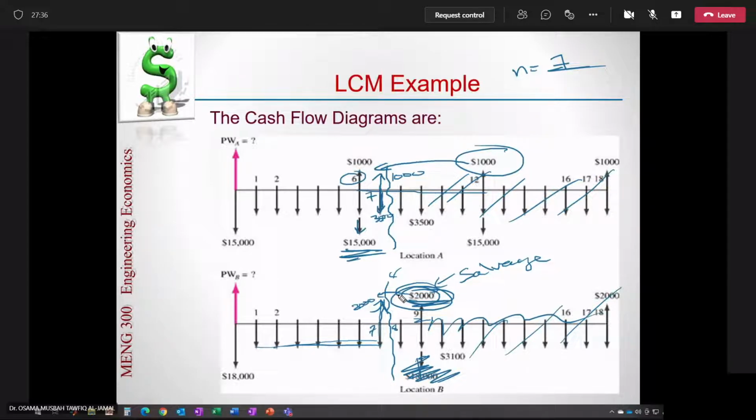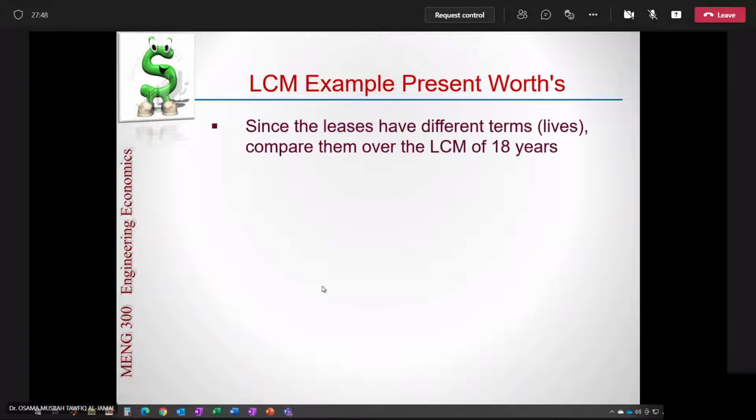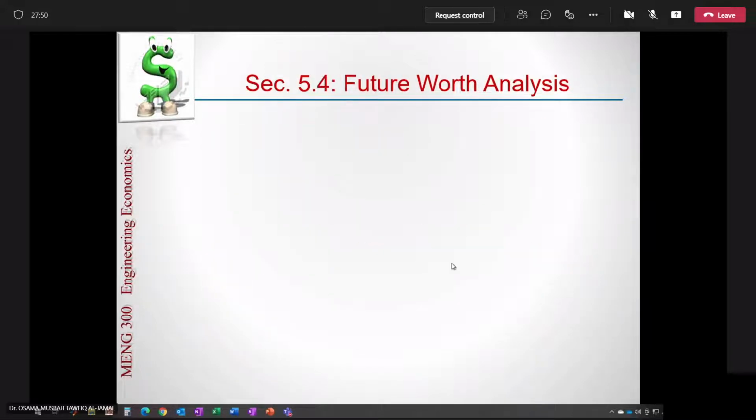We may have more than this, but if there's nothing else mentioned, we're going to take this 2000 for the study period. Let's see an example now for the future worth analysis.